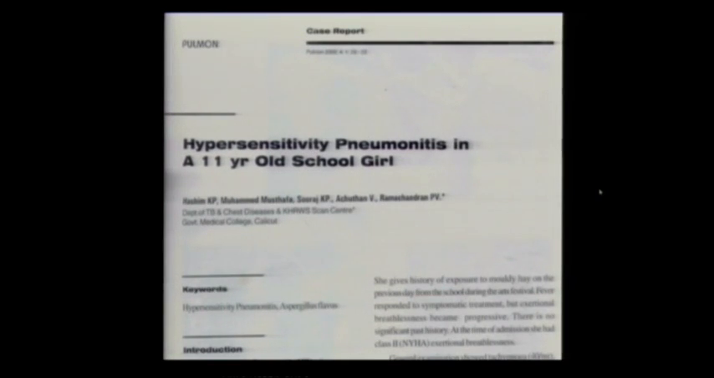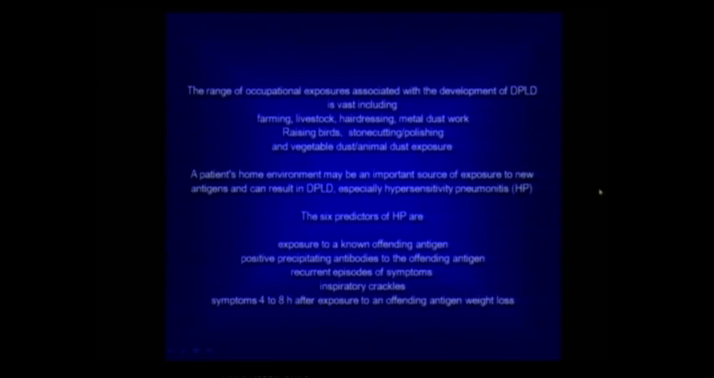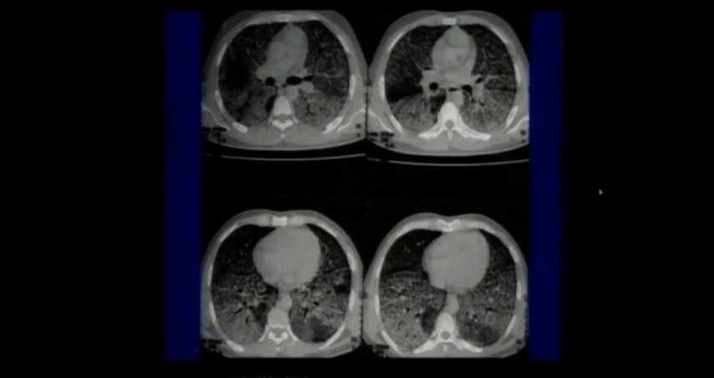So, this is an old case which we have published at some point of time. This is hypersensitivity pneumonitis in an 11-year-old school girl who developed the illness the next day following a school arts festival. So, she got it from the hay, and you can see it is a treatable disease. Before and after treatment, see the appearance of that particular case. So, I am not going into the range of occupational exposures and the predictors of hypersensitivity pneumonia, since they do not form our today's topic.